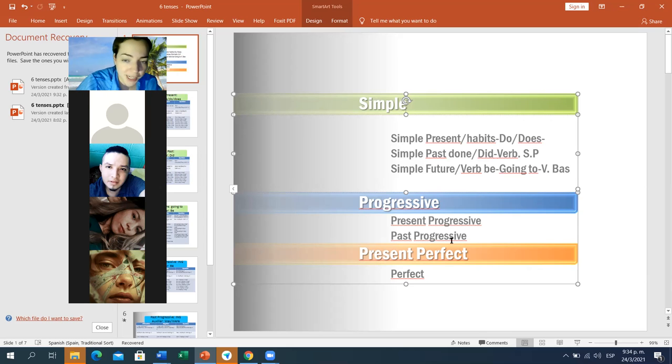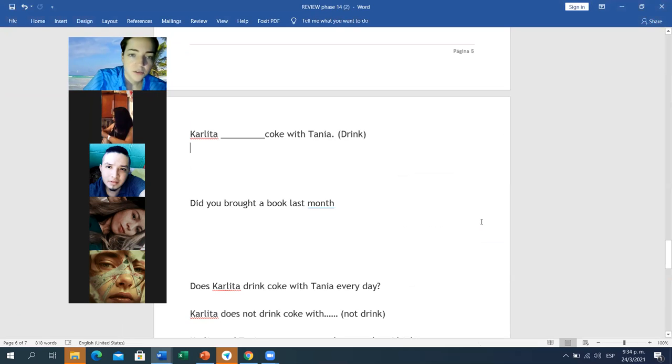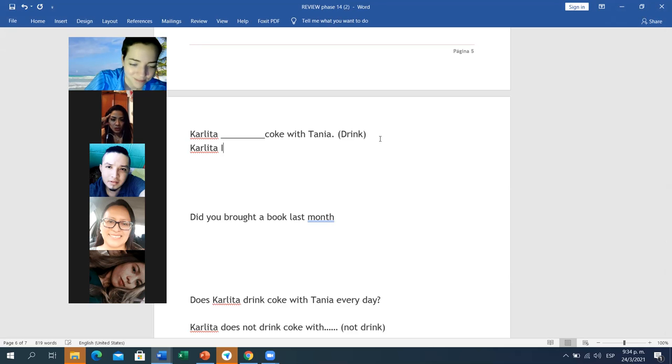Now, what do we use here? We use the verb be. We also use the verb ing. Okay. This is the key. Verb be and the verb in the ing. What it means this? Carlita, how will be them? Carlita is drinking Coke with Tania. Is, excellent, is drinking Coke with. Excellent, there you go.